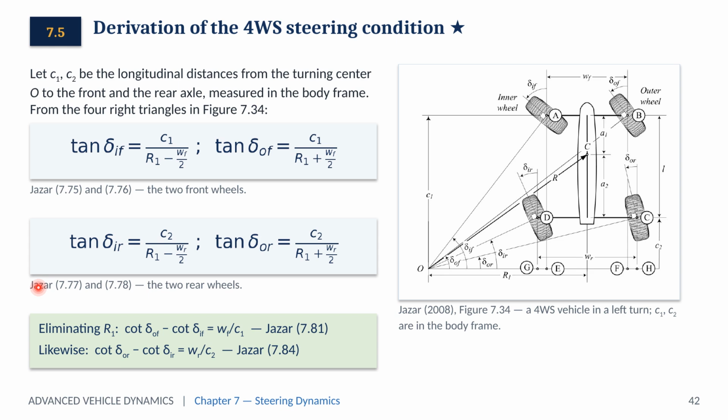Eliminating the radius R1 between the first pair gives equation 7.81. Cotangent delta OF minus cotangent delta IF equals WF over C1. The same work at the rear axle gives 7.84, with WR over C2. Both have the form of the Ackermann condition, only the denominator changes.